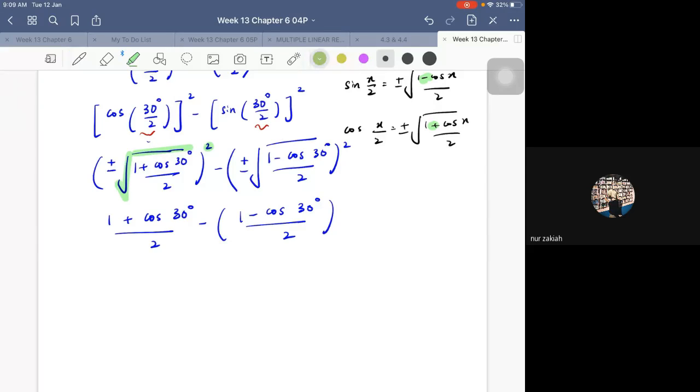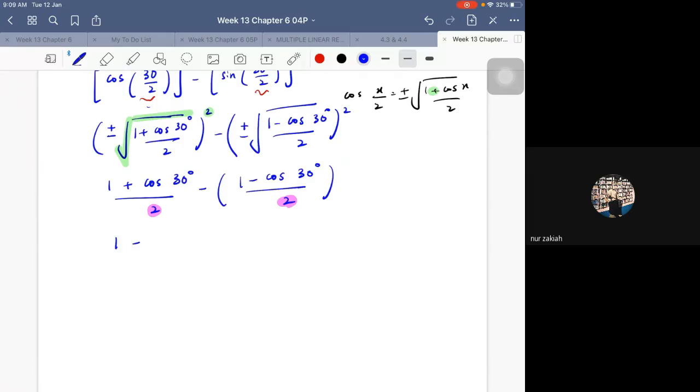So kalau you tengok, dia punya pembawah ni, dua-dua adalah bersamaan dengan 2. So maknanya kita boleh sekalikan dia. So pembawah dia sama. So I can write this as 1 tambah cos 30 degree tolak 1 tambah cos of 30 degree, and that is going to be divided by 2. And 1 tolak 1, this is going to cancel each other. So 2 ni dia adalah term yang sama.